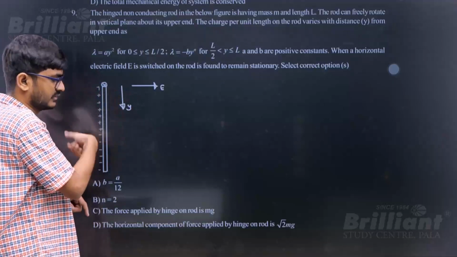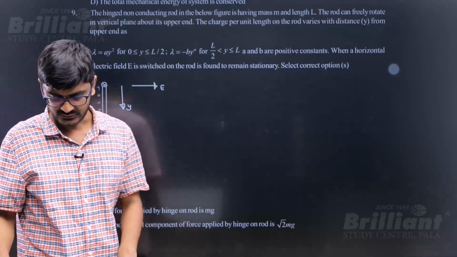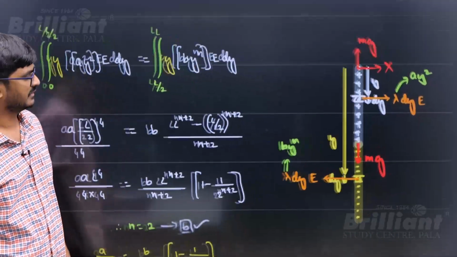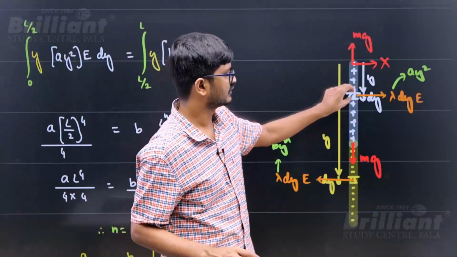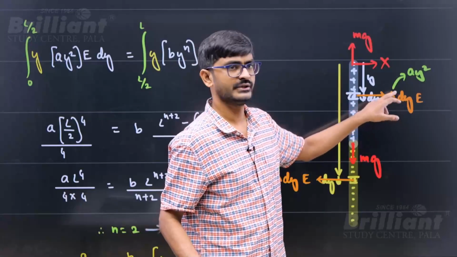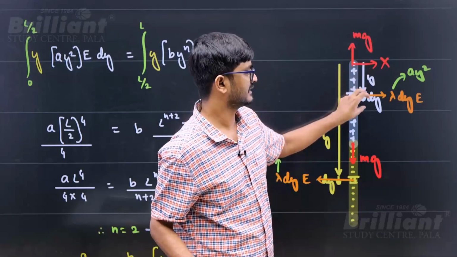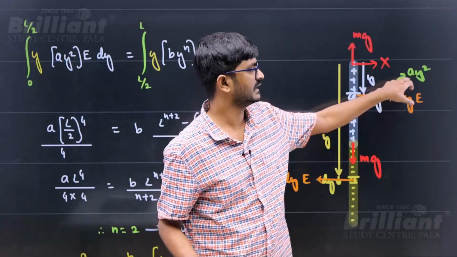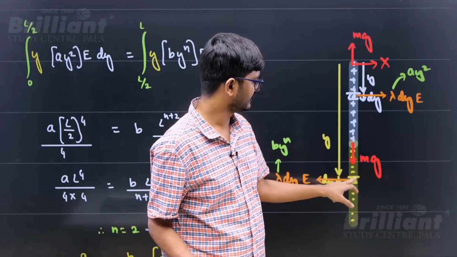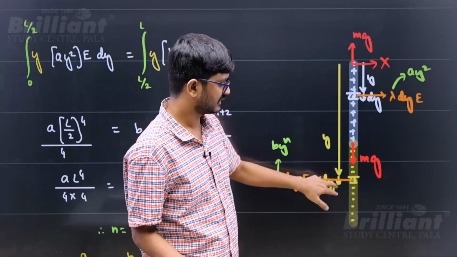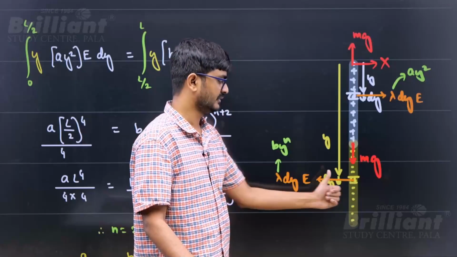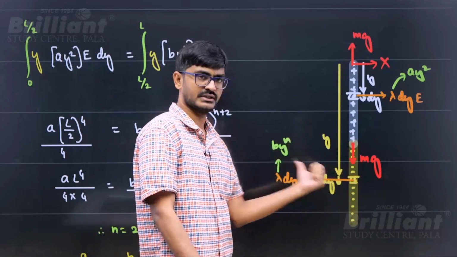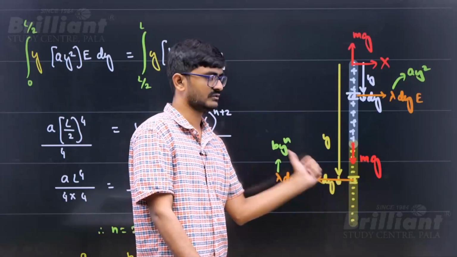Torque due to this one and torque due to this one must be equal in magnitude and opposite in direction. So that's the only thing. What we'll be doing is taking some element. When I take some element, the force on this element will be q into E. Q will be lambda into dy, at a distance y, I am taking dy. So the force will be lambda into dy into E. But for this one, what is the lambda? A y squared. Now similarly, if I take a negative charge at a distance y, that charge will be lambda dy, and charge into E will be the force, in this direction. But what is that lambda? Magnitude-wise, b into y, and the direction I have already considered, right? Because of the negative charge, the force will be in this direction.